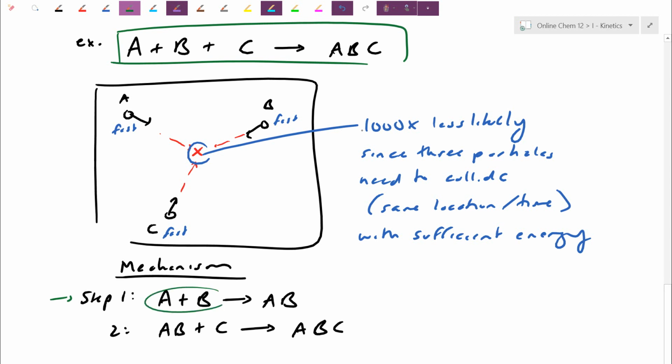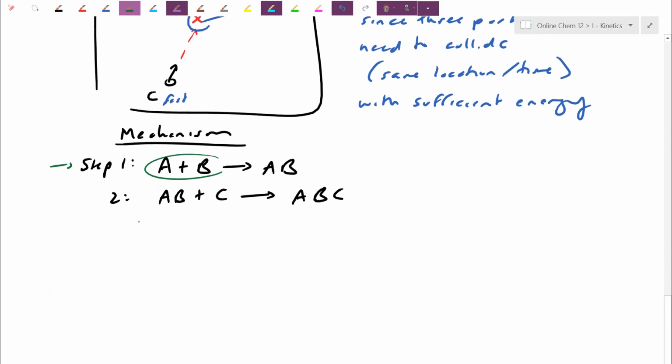Instead of being 3 particles all in the same spot, at the same time, I only need 2 particles to collide. 2-particle collisions are going to be 1,000 times more likely. So A just needs to collide with B first. They have to come in with the right energy. They need to come in with the right geometry. They form AB. And then in step 2, you're going to take the AB that you laid down in the first step, and the AB as a molecule then just needs to collide with C. Again, another 2-particle collision.